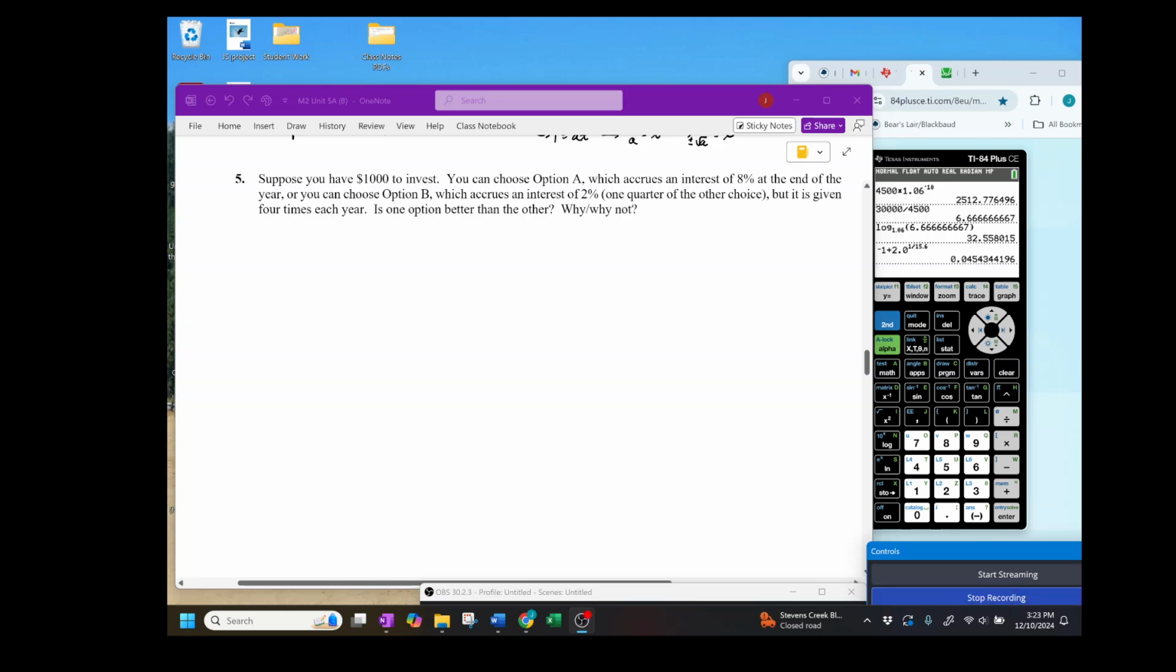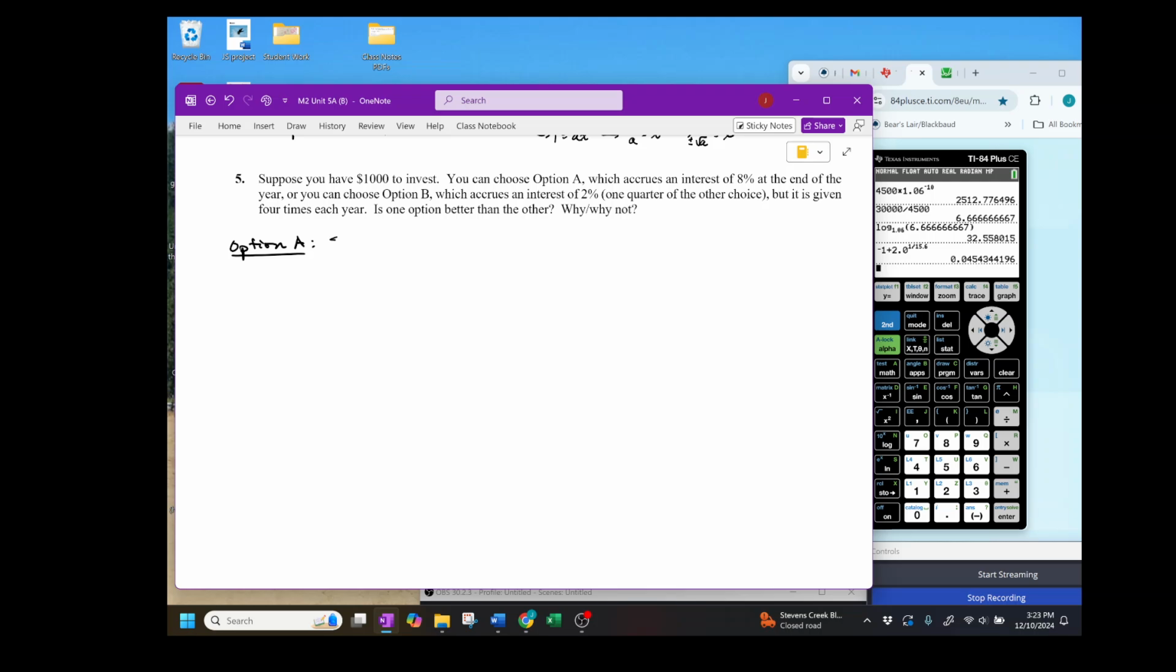Okay, number 5 from 5A is a money type problem, and it's saying you have a couple options for investing. So let's take a look at what these are here. We've got option A: invest $1,000. Actually, that's true for both of them. And you get 8% at the end of each year.